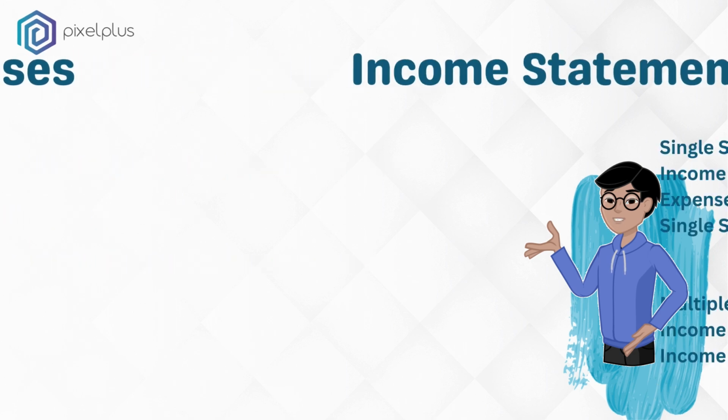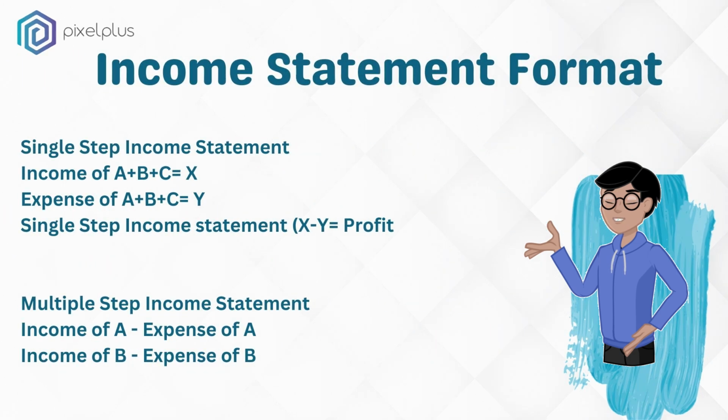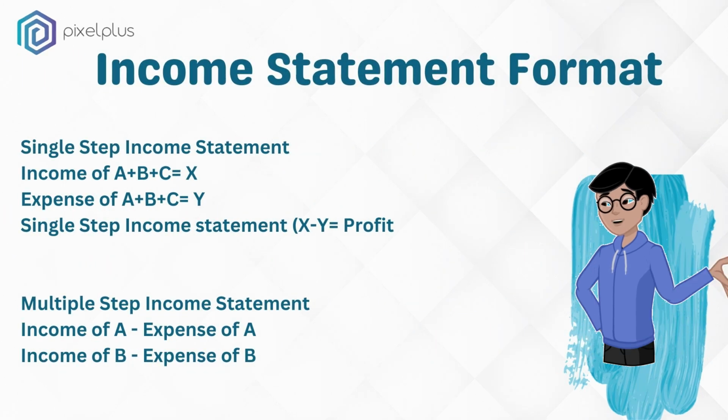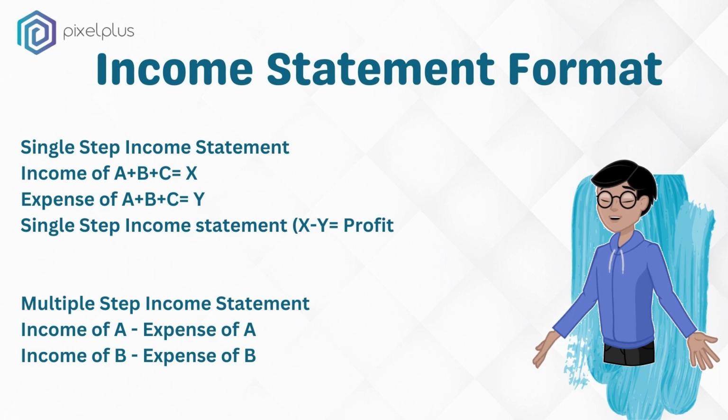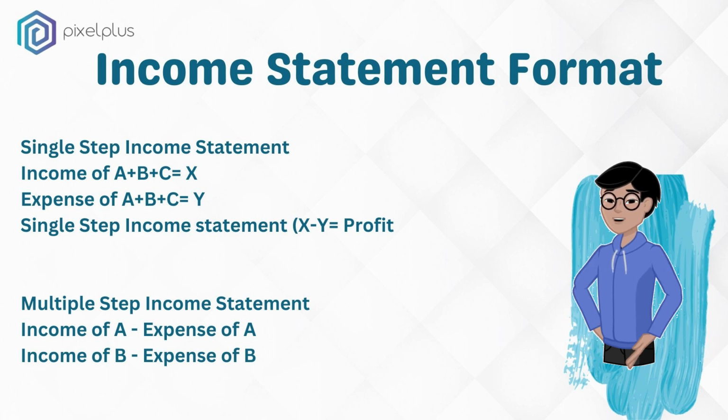Talking about the income statement format. So there are two types of income statement format. The first one is the single step income statement, and the second one is the multiple step income statement. What is the one step?